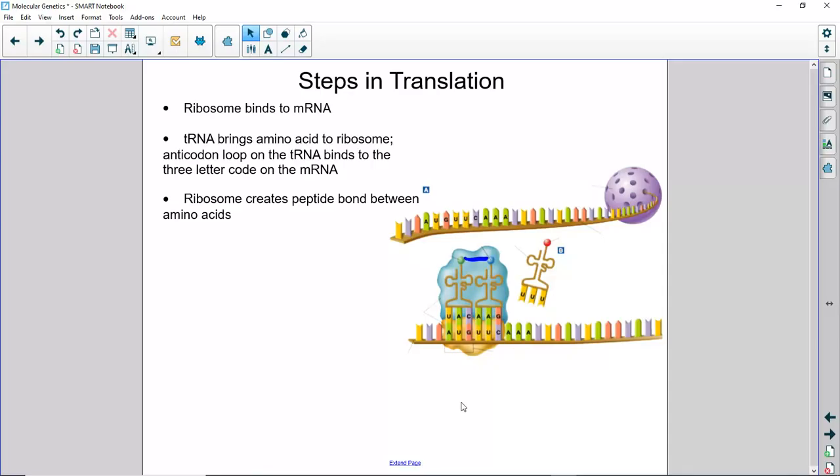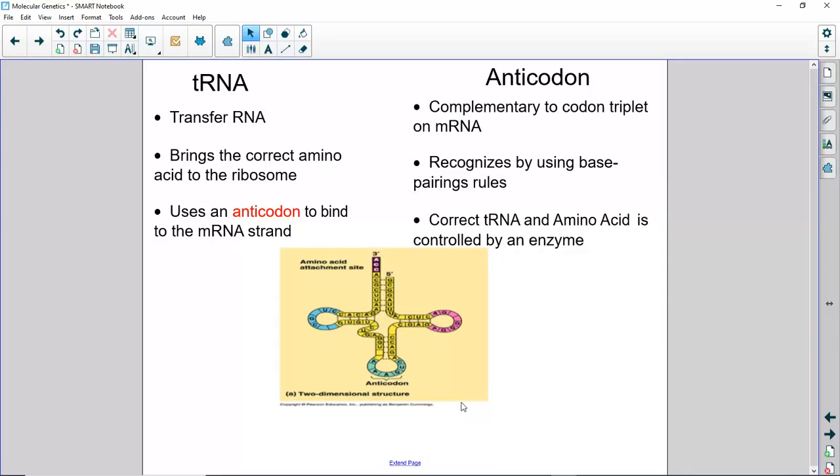There are more pictures coming in that we'll have here. So there you see the tRNA. Remember, the tRNA and the anticodon are one and the same. The transfer RNA brings the correct amino acid and uses the anticodon. Notice it has the anticodon on it. So sometimes the whole molecule is called an anticodon, which isn't accurately scientific. The anticodon is on it, recognizing the codon using the base pair rule.